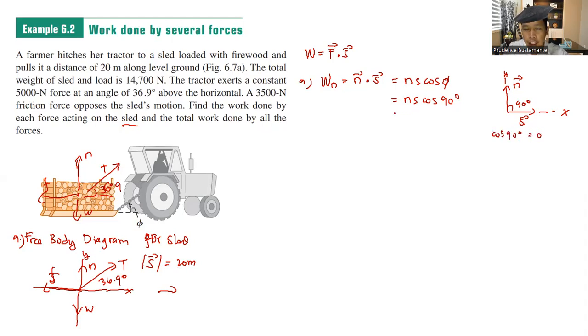So the work done by the normal force is equal to 0. It means that whenever a force is perpendicular to the displacement, the work done by that force is 0. You need to remember that. It depends on the angle. It could also be negative or positive, depending on the angle between the force and the displacement.